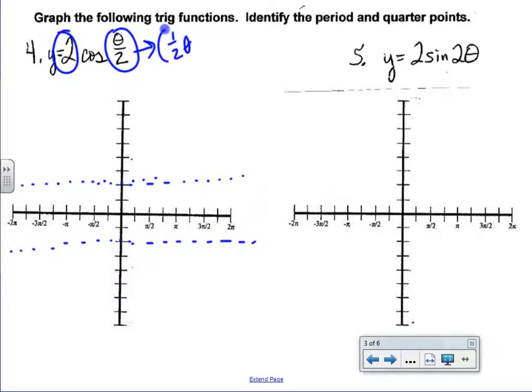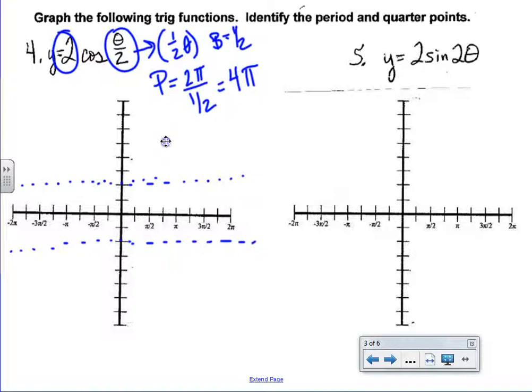That's the same thing as 1/2 times theta, so my b value is a 1/2. Remember, we can calculate the period of a trig function, sine or cosine, by taking 2 pi and dividing it by the b value. So 2 pi divided by half is really 2 pi times 2, which is 4 pi.